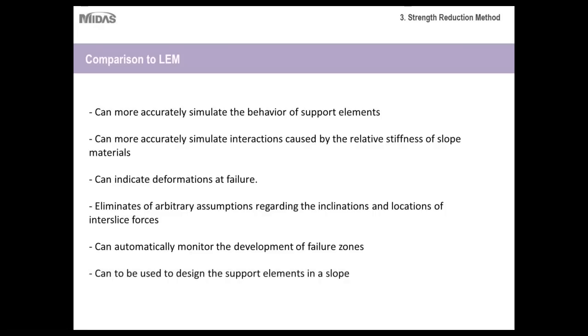And then it can be used to design the support elements in a slope. For example, tiebacks, retaining walls, soil nails. If you're doing the design of those elements in particular, then the strength reduction method would be very adequate to use, because you can get the forces acting in those elements. You can get the reaction of those elements as well as the deformations, none of which you can get through the limit equilibrium method.